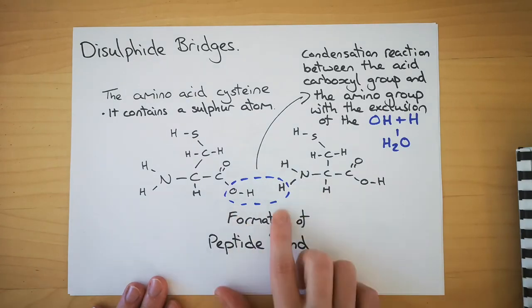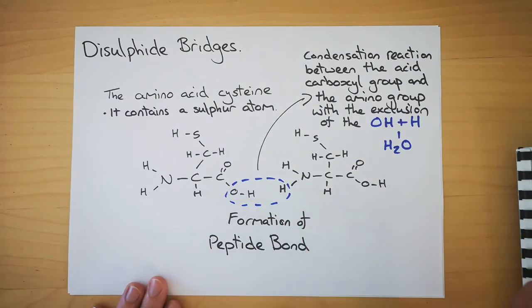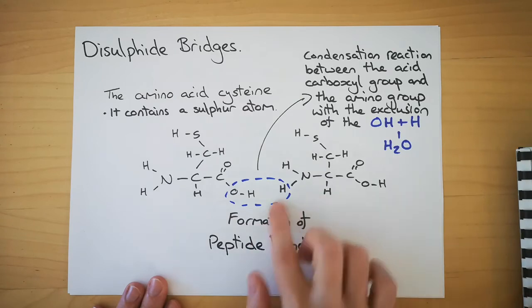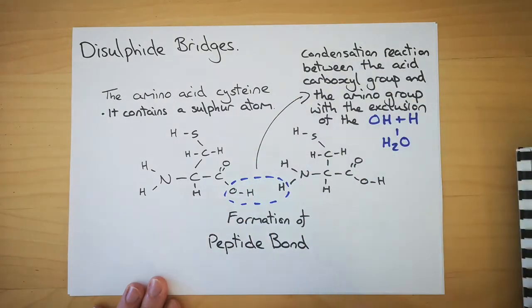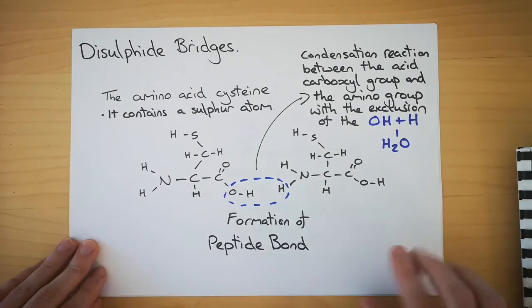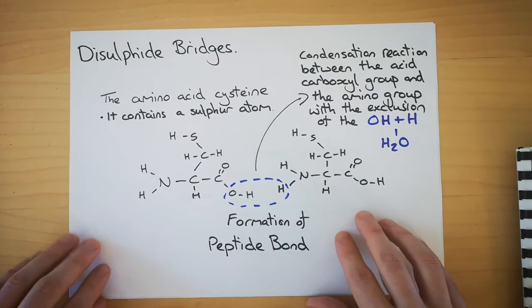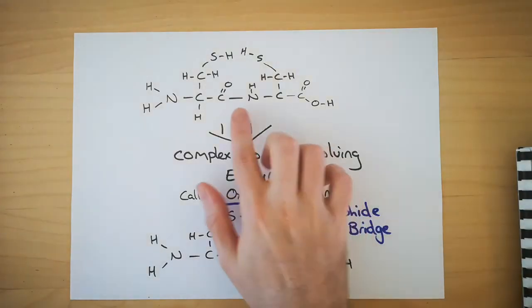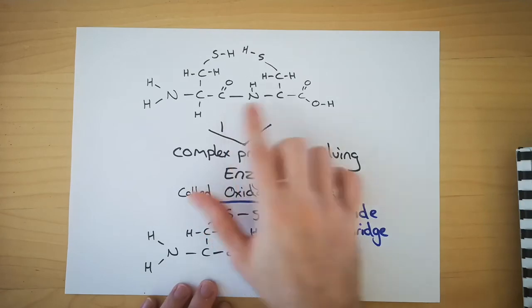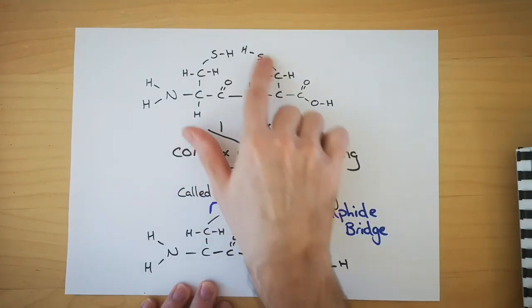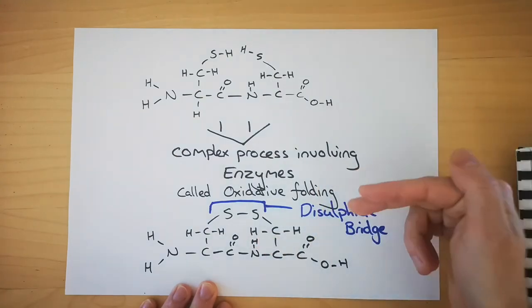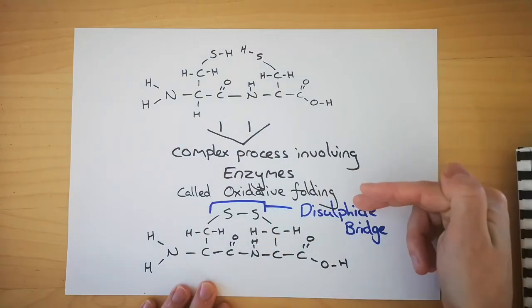So the first thing that we've got to do in this little example is form our peptide bond between the two amino acids by removing our water molecule. So that's just what we've covered before. Now, once that peptide bond has formed, we are going to have this sulfur and hydrogen sticking out of our R group. Now, you don't need to know how the cell does this.